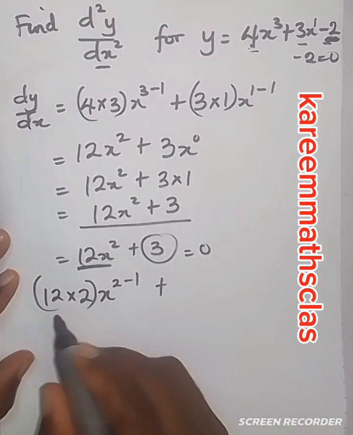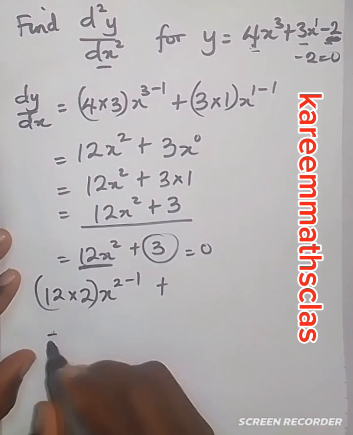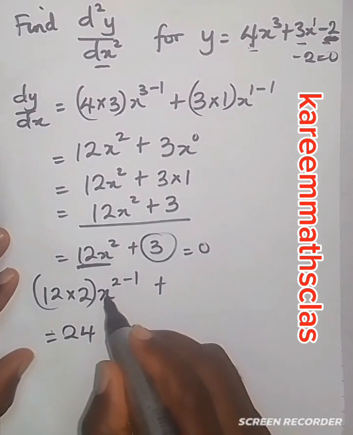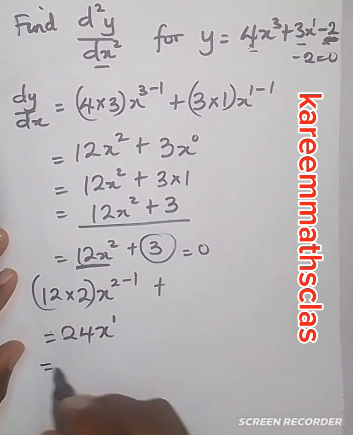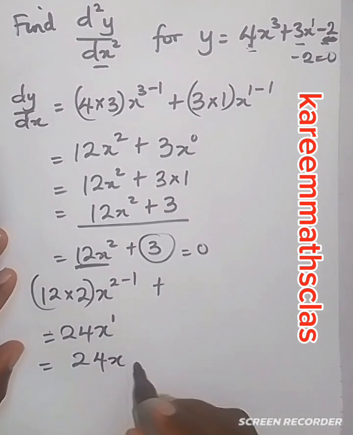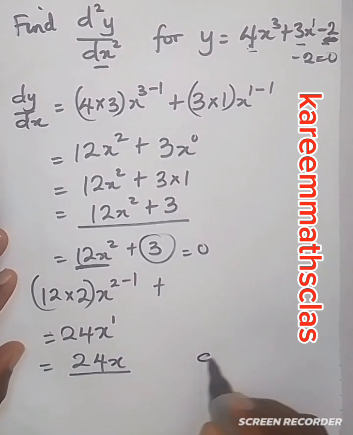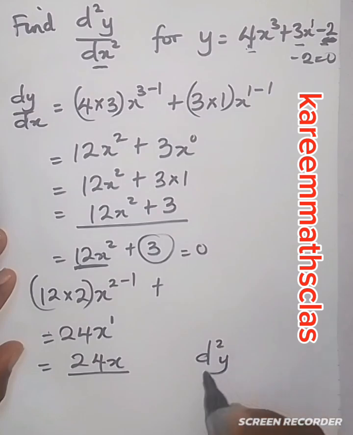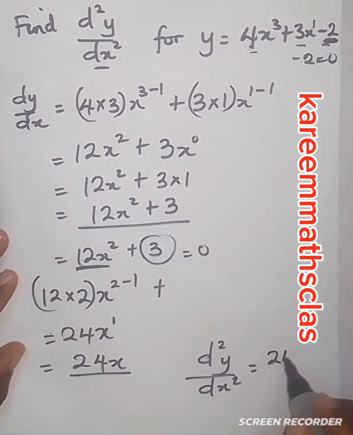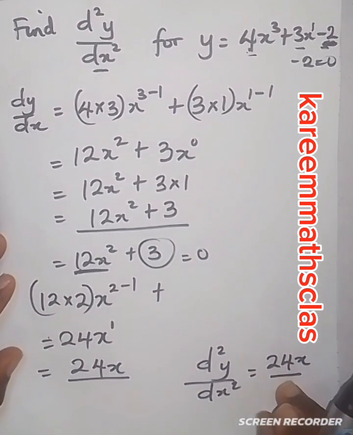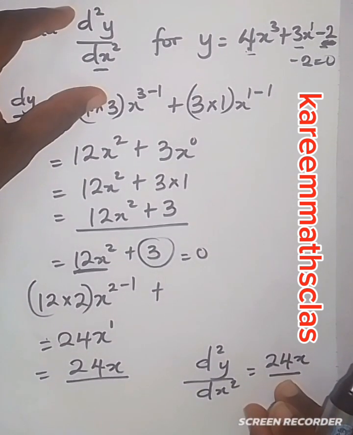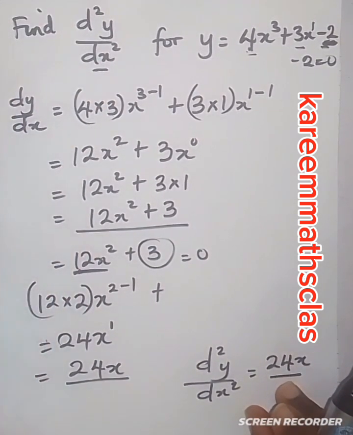So 12 times 2 will give you 24. You have x raised to power 2 minus 1, which will give you 1. So you're going to have 24x as your final answer. So your d squared y over dx squared is equal to 24x. This is the second derivative from the question we are given. This is the first derivative. Have a good day. Thank you.